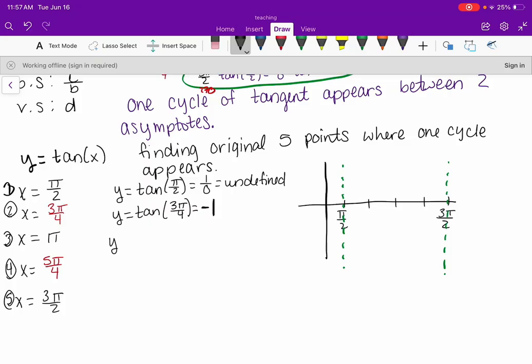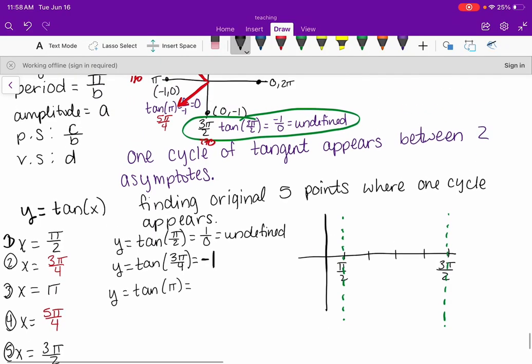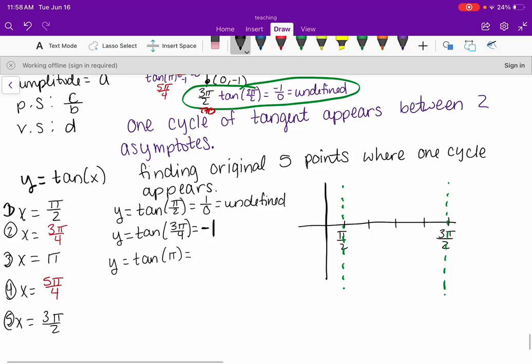Next, tangent of pi. I have this one up there already on the unit circle. I already talked about it. But tangent pi would be 0 over negative 1, so that would be 0.